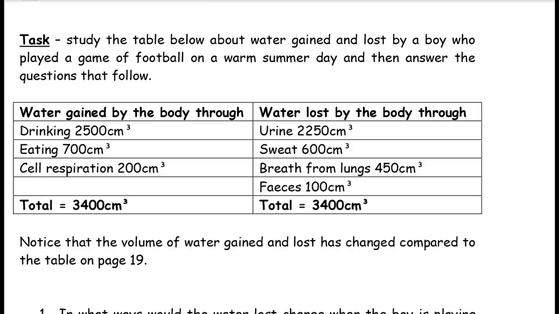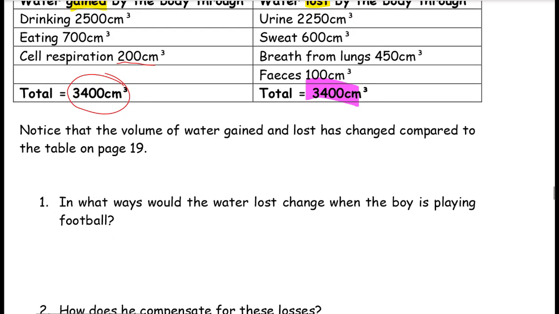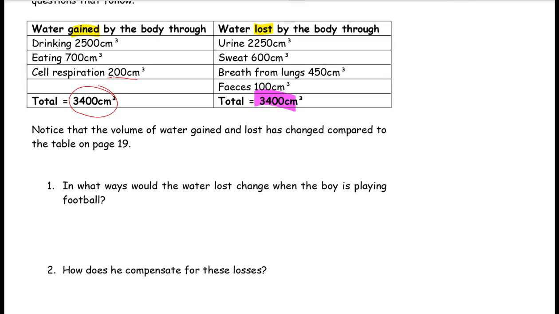Now let's try and apply this to a real life situation. So this table shows the amount of water gained and lost by a boy who played a game of football on a warm summer day. So here's what we got. This is the water gained, this is the water lost. So drank 2,500 centimetre cubed water, ate 700 centimetre cubed and got 700 centimetre cubed water, and then carried out 200 centimetre cubed of cell respiration. So altogether gained 3,400 centimetre cubed. Amount of water lost equal that. Now, this is a different volume of water that we looked at before, but the basics are still the same.